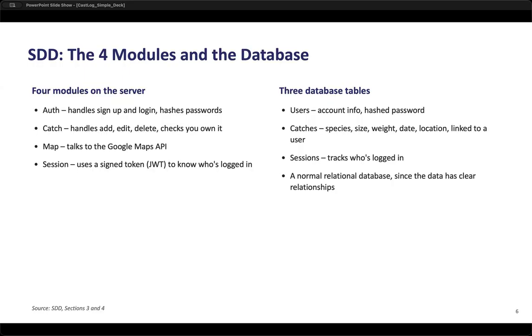On the server side, I split things into four pieces. One handling signing up and logging in, and security-wise, it hashes your password so it never just sits there in plain text. One handles adding, editing, and deleting catches, and it also checks that you actually own it before letting you touch it, so it makes sure it's your catch, basically. One talks to Google Maps and one keeps track of who's logged in using a signed token instead of checking the database every time. For the database, I use three tables: users, catches, and sessions, and connect them so that every catch belongs to one user. I went with a normal relational database since the data here is pretty simple and structured.